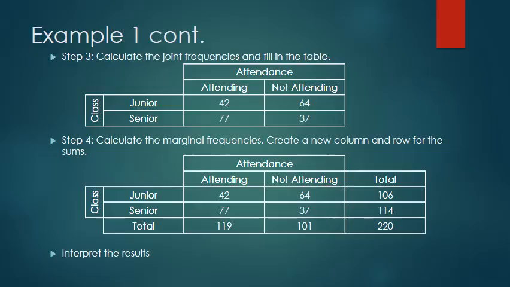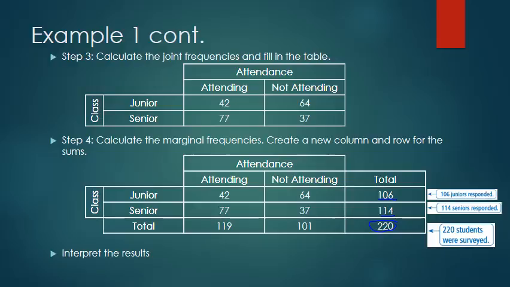Okay, now the final step is to interpret our results. So we're going to add a lot of interpretations here to our table. So first of all, let's talk about this 106. What does this 106 mean? Well, that means that 106 juniors responded to our survey. What about this 114? This 114 means we had 114 seniors respond. Now, what about this 220? Where does this 220 come in? How would you explain this number? You'd have to say that that's the total number of people that we surveyed, and so on and so forth.